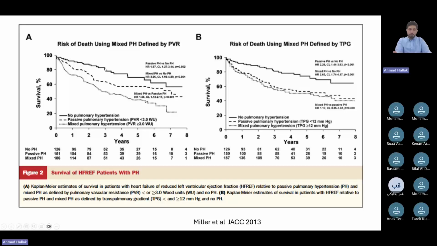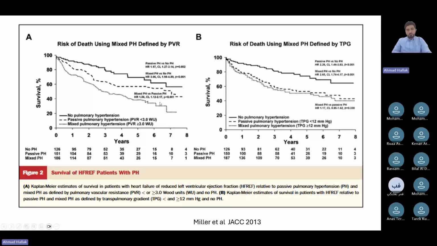but their PA pressure is normal. They have the best survival, the survival of standard heart failure patient. But if you have heart failure and passive pulmonary hypertension, meaning the PA pressure is high, but the resistance is low, your survival is in the middle. And if you have heart failure with the PA pressure high and the PVR, the vascular resistance, high, you're in the worst shape. Your survival in 7 years becomes 20%.